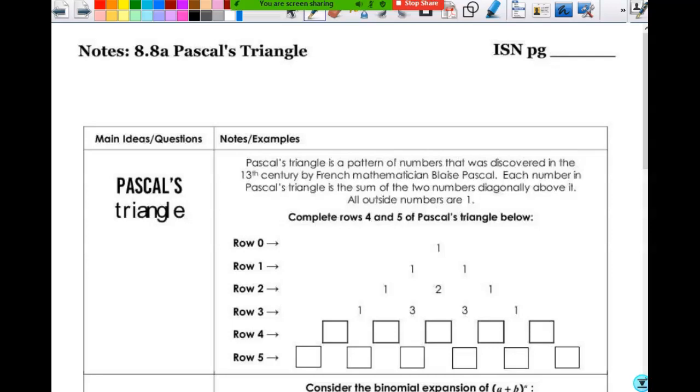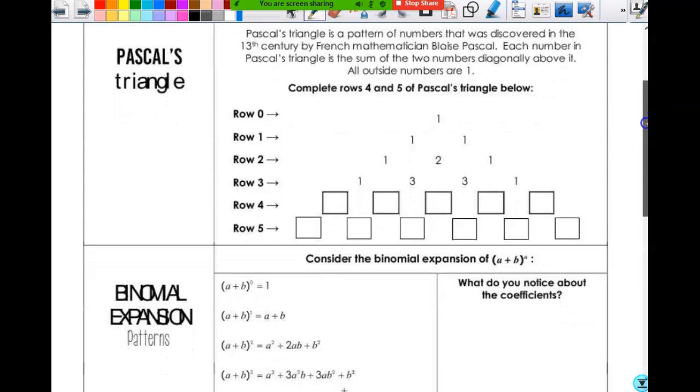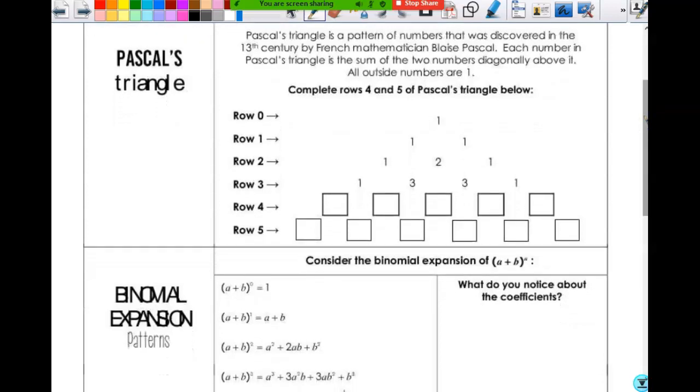Alright, so Pascal's triangle. I was going to have you try and figure out this pattern, but then I realized the words actually explained it, so we'll just go with that. So Pascal's triangle is a pattern of numbers that was discovered in the 13th century by French mathematician Blaise Pascal.